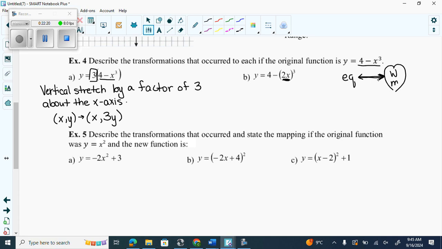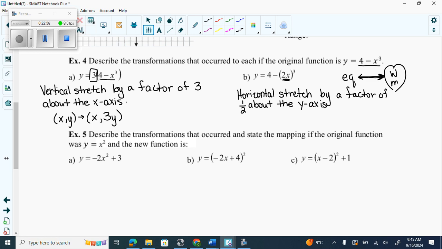But if I'm going from words to mapping, or mapping to words, does the number flip? No, they're in a heart. They're together. They're a half. It's only when you cross over the arrow. So I have a horizontal stretch by a factor of one half about the y-axis.